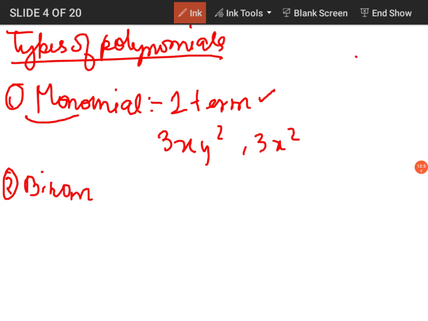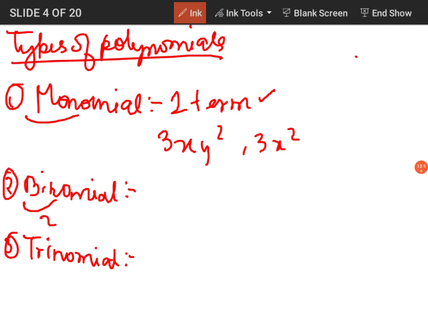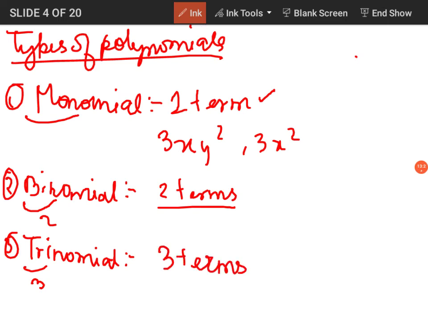Binomial. I'm not giving too much emphasis on these types because these are very simple and all of you know this. Similarly, binomial means 2 and tri means 3. So again, two terms will be in the expression, or the polynomial will have only two terms. Similarly, in a trinomial, the polynomial will have only three terms, correct?